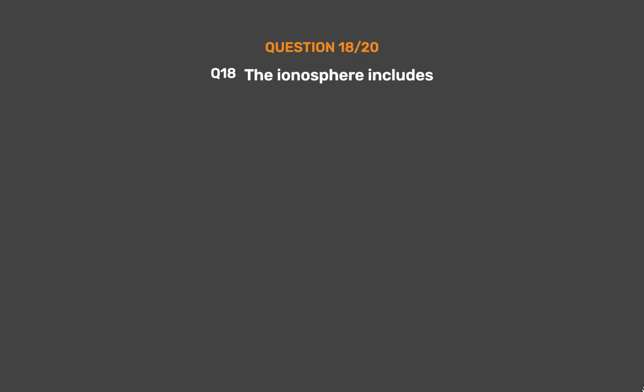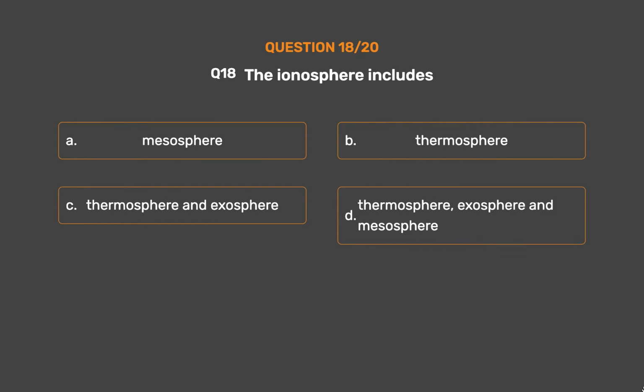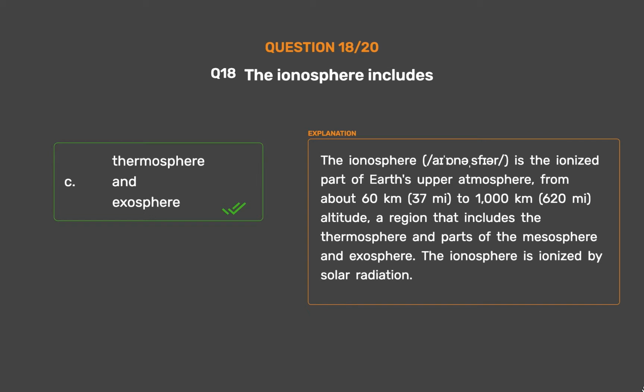Question number 18. The ionosphere includes option A, mesosphere. Option B, thermosphere. Option C, thermosphere and exosphere. Option D, thermosphere, exosphere and mesosphere. The correct answer is option C, thermosphere and exosphere. The ionosphere is the ionized part of Earth's upper atmosphere, from about 60 kilometers, 37 miles, to 1,000 kilometers, 620 miles, altitude, a region that includes the thermosphere and parts of the mesosphere and exosphere. The ionosphere is ionized by solar radiation.